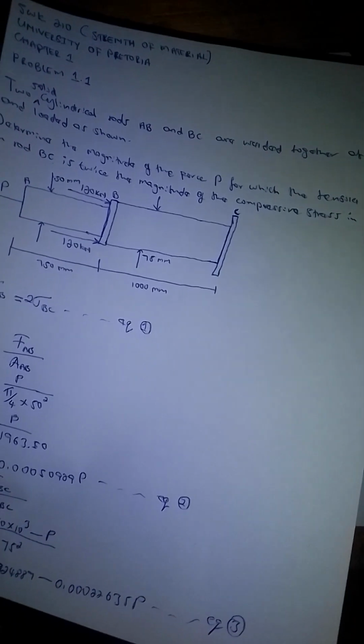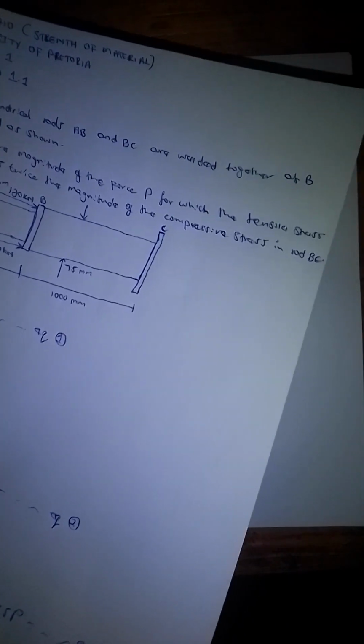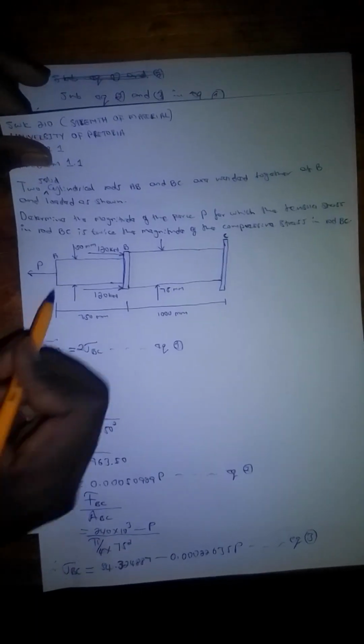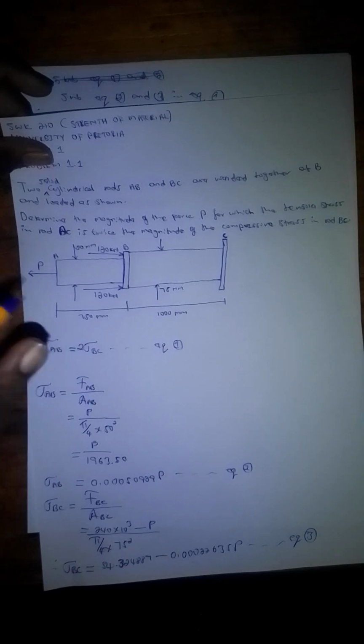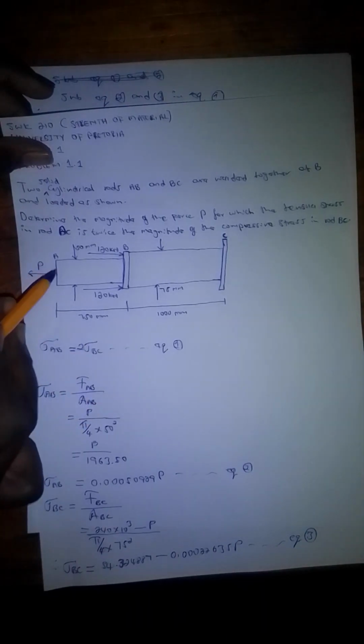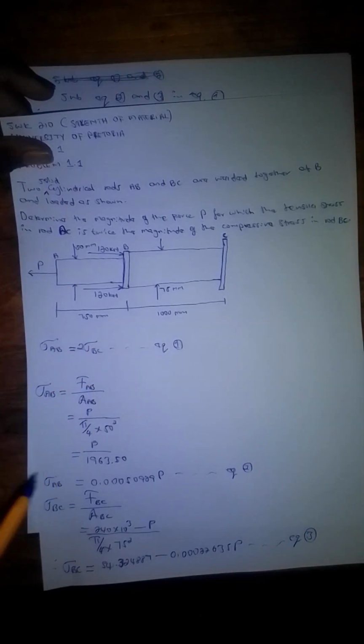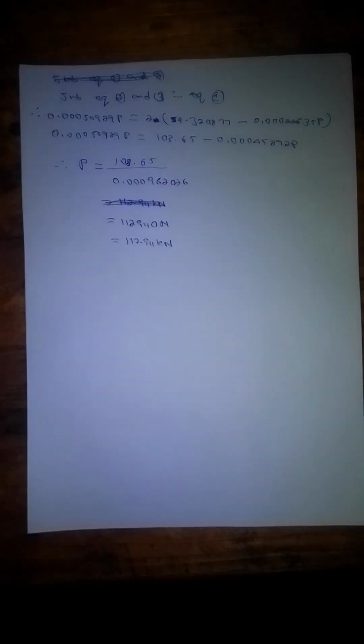that asks what is the magnitude of P for which the tensile stress in rod BC is equal to twice the magnitude of the compressive stress in rod. Although this should have been AB, it wouldn't affect the question. For which the tensile stress in AB is twice the magnitude of the compressive stress in rod BC. So this is the answer.